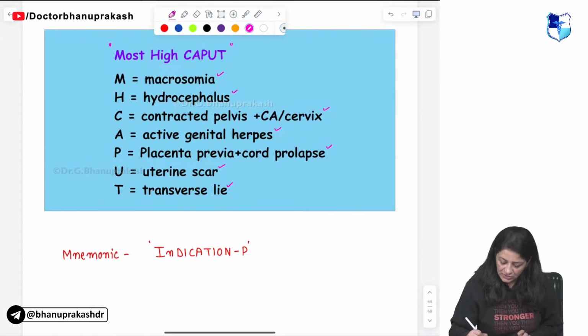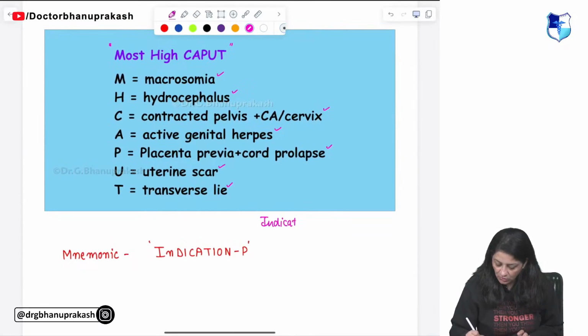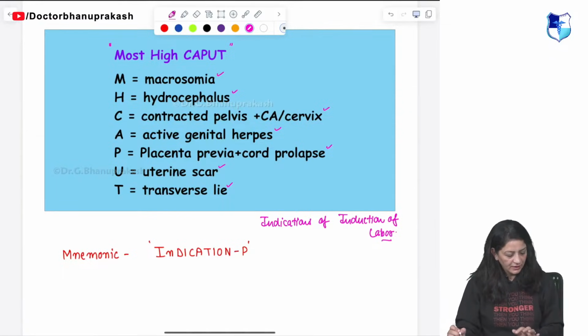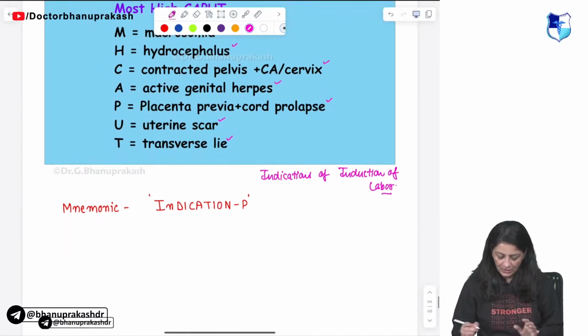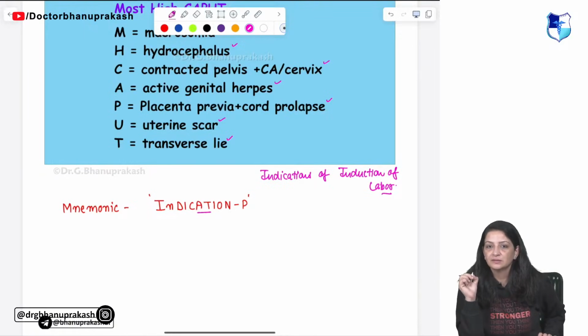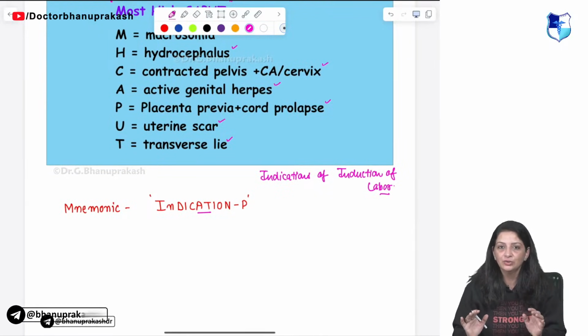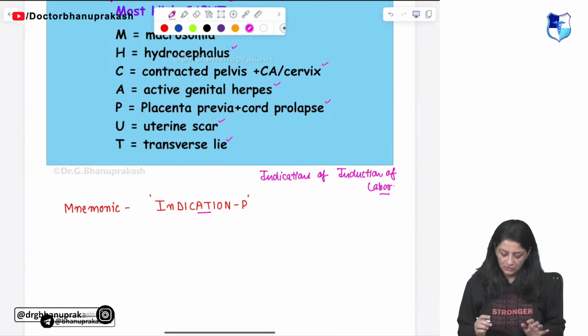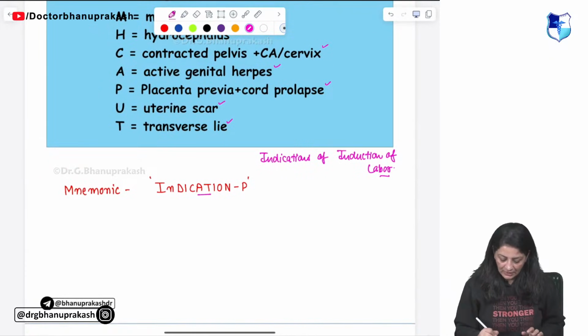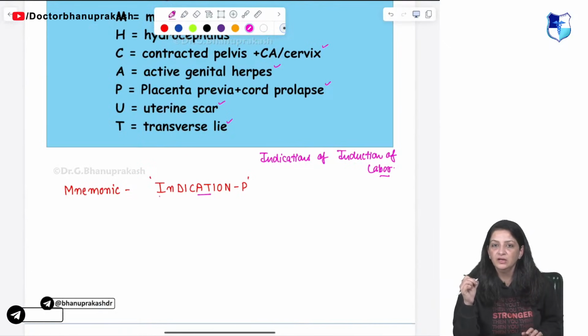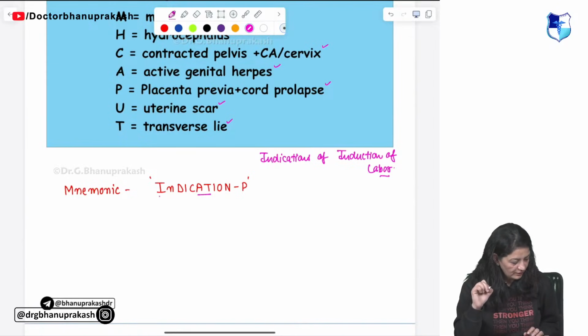So what are the indications of induction of labor? Just remember this mnemonic. So I stands for, when I give you the PPT I will write everything, okay. For now just verbally, I stands for intrauterine growth retardation. It is an indication for induction of labor.